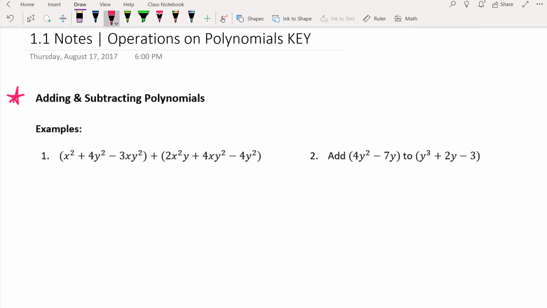So let's get started. Oh, and then a polynomial, from the do now, you should have been able to pick out that a polynomial is an expression that has multiple terms. And if you're like, what the heck is a term? Each one of these things is a term. It's like a piece. So a polynomial just has multiple pieces. Okay, so let's go ahead and get started.